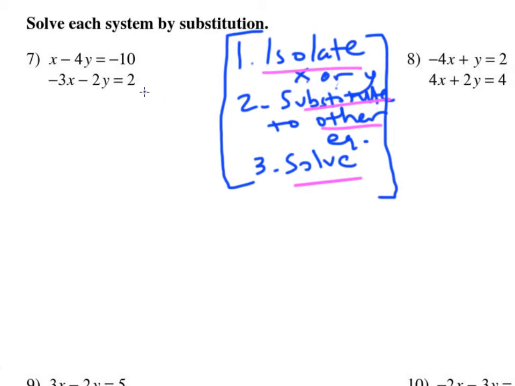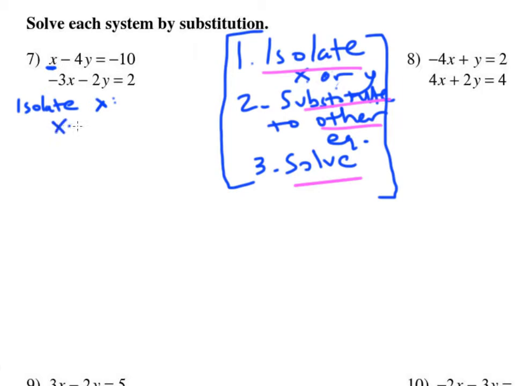The next trick is to look and see, well, who is the easiest to isolate? In this case, it looks like this guy is the easiest to isolate. Why? Because all the other ones have numbers in front, and that's going to mess things up. So let's isolate x.